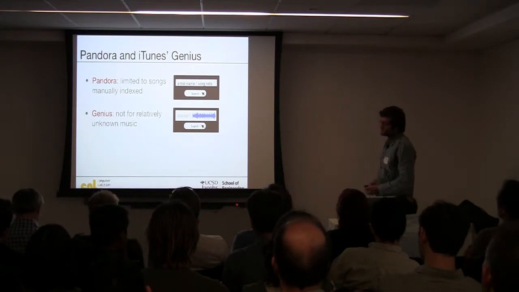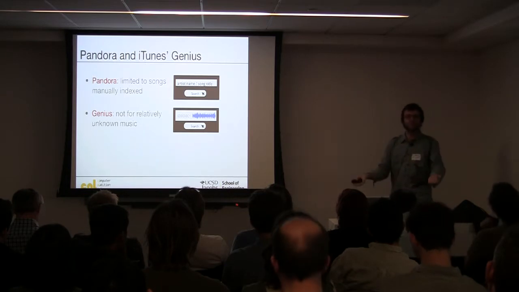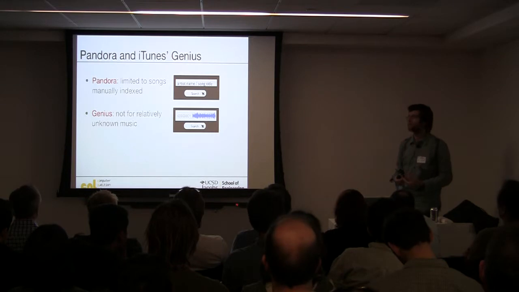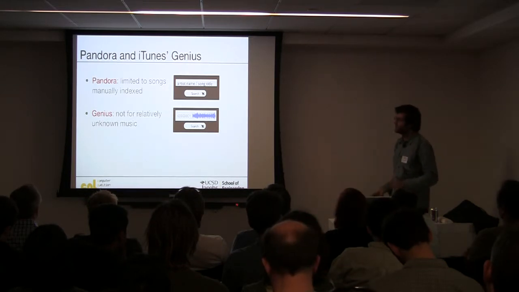Another service that's out there is iTunes Genius. So basically the idea there is you upload a song to Genius, and what it'll do is it'll return you a bunch of songs that are similar to that seed song, which is basically similar to the Markovian radio that we developed. The difference here is the following.